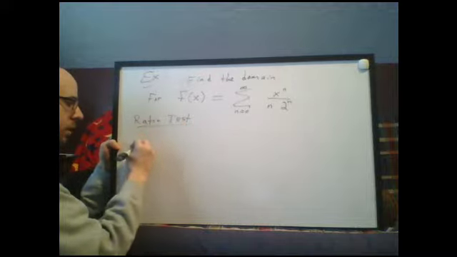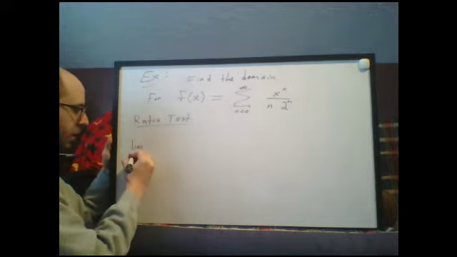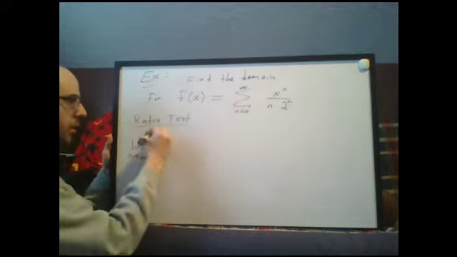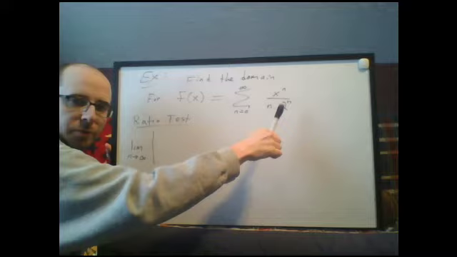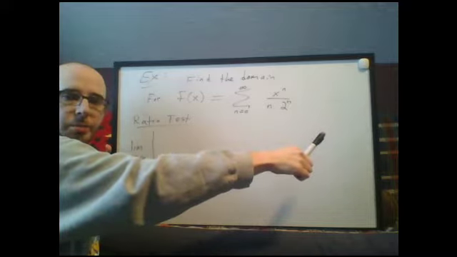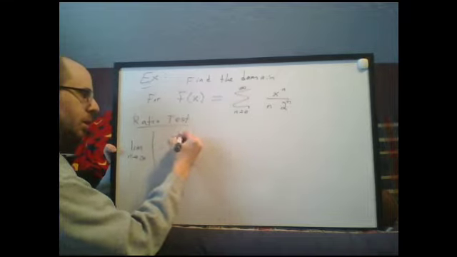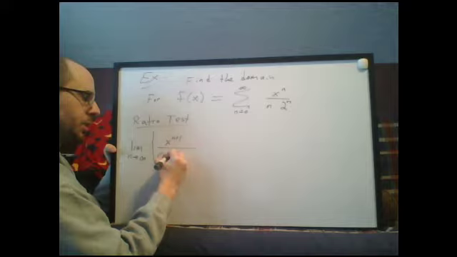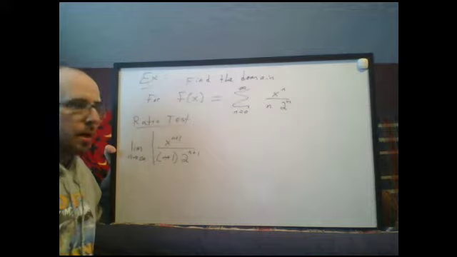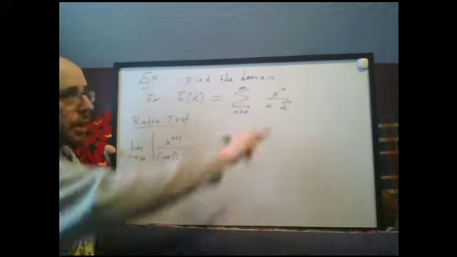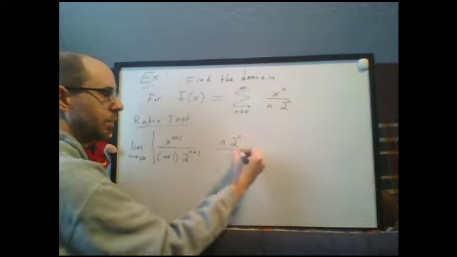So ratio test from the previous couple videos, we take the limit as n approaches infinity of the absolute value of the ratio of the n plus first term divided by the nth term. So the n plus first term would be x to the n plus 1 divided by n plus 1 times 2 to the n plus 1. Then we have to divide by the nth term, which is the same thing as multiplying by the reciprocal. n times 2 to the n divided by x to the n.